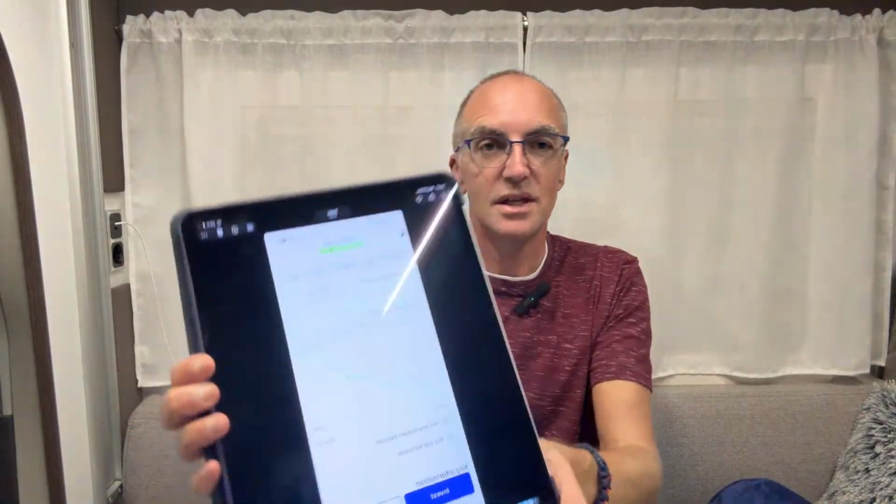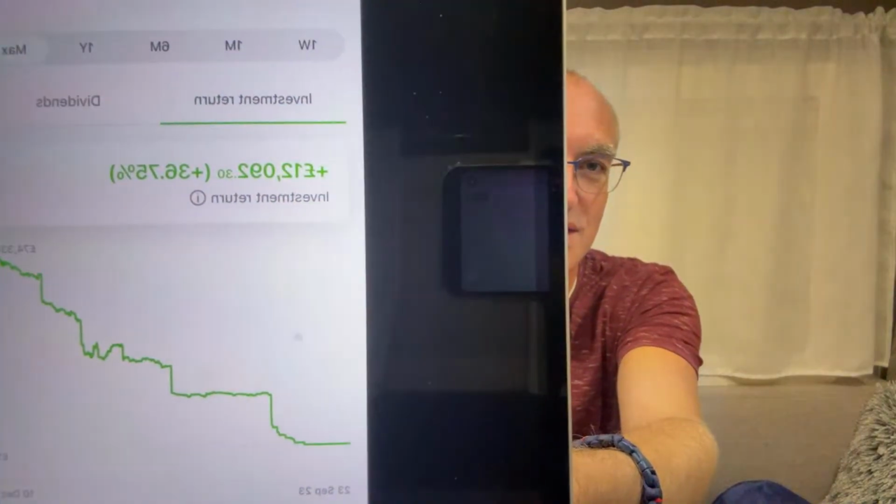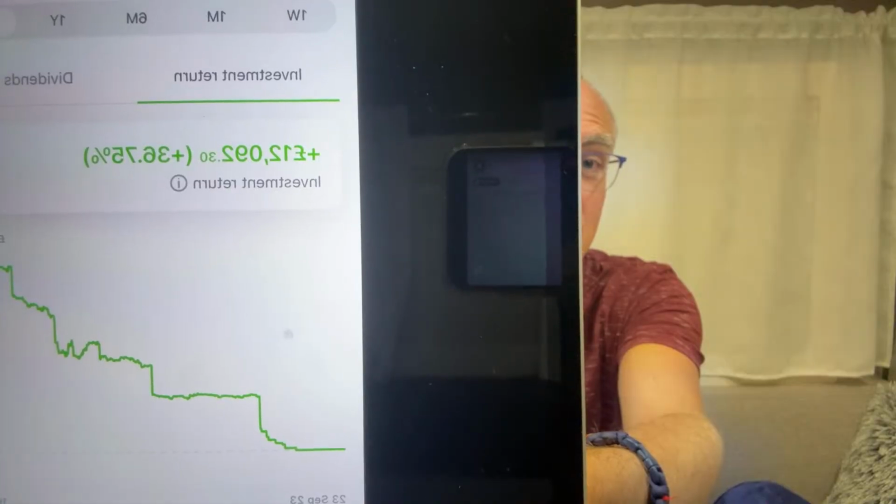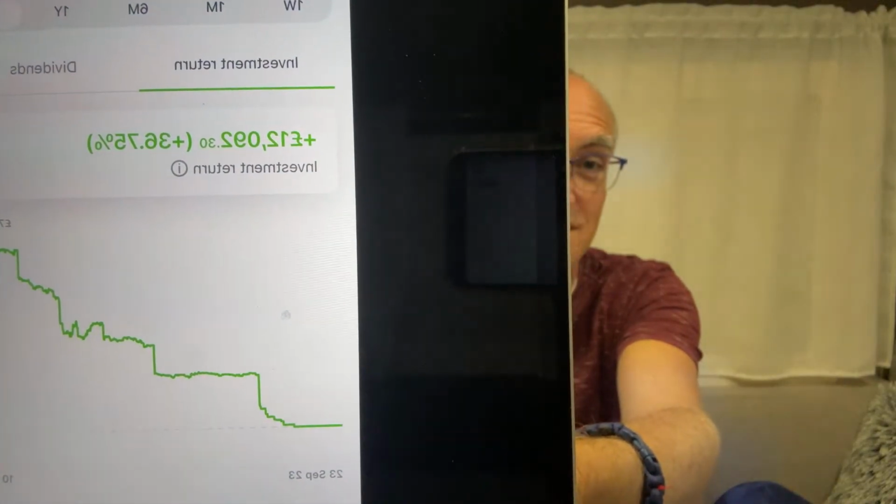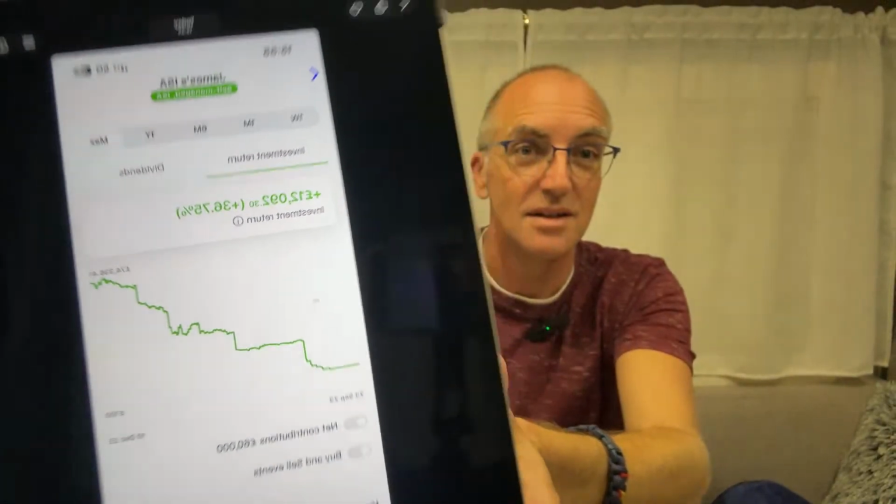I'm also going to show you the cash ISA. Now you'll see this is over 2 years, 36% up in 2 years. Now that's good investing. It's being strategic. It's having a plan, a long-term plan.